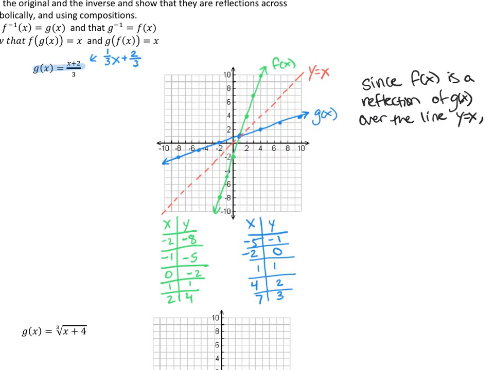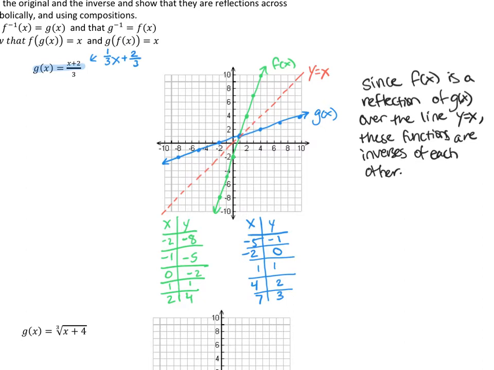So since they are reflections of each other over this line, what does it mean? Well, it means these functions are, excuse me, inverses of each other. There we go. So hey, we showed, yes, these are reflections of each other, so they're inverses. We've shown graphically, we've written our conclusion statement.